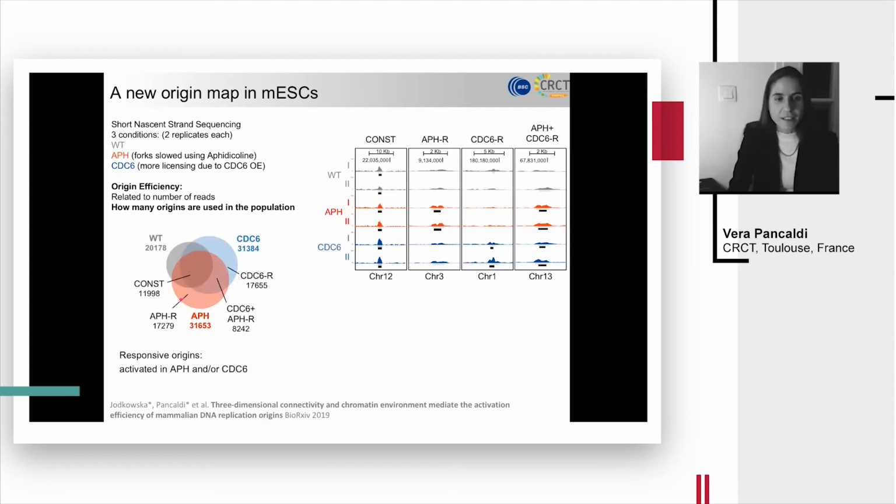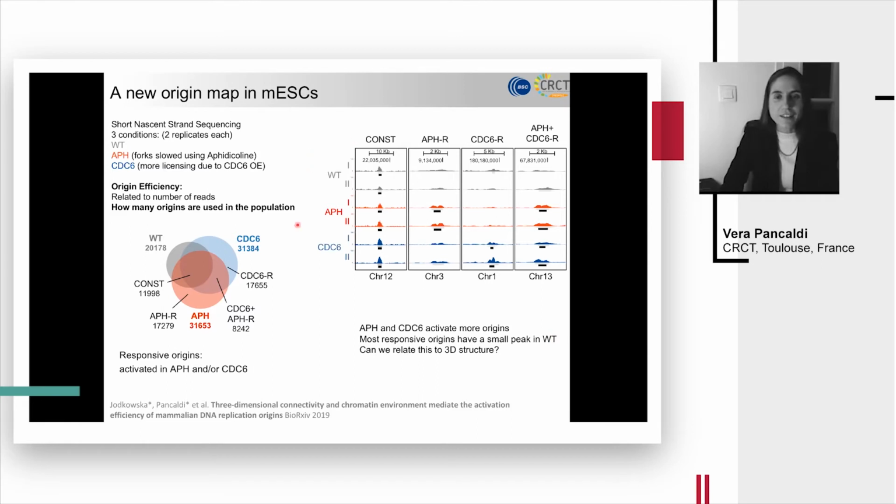So the idea is that we have a catalog of replication origins in the different conditions, and we were able to define what we call responsive origins, which are the ones that are activated only in APH or only in CDC6 conditions, or in both of these conditions, but were not present in the wild type. Some of the findings were that obviously APH and CDC6 activated more origins. And also we saw that many of the origins that were suddenly activated in APH and CDC6 actually have a small peak in wild type.